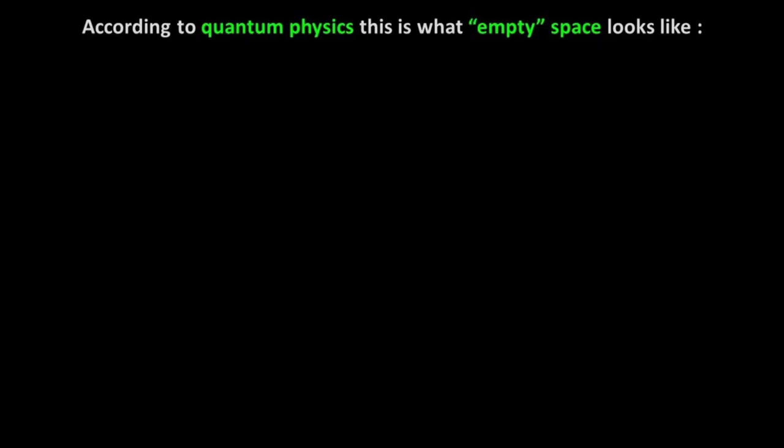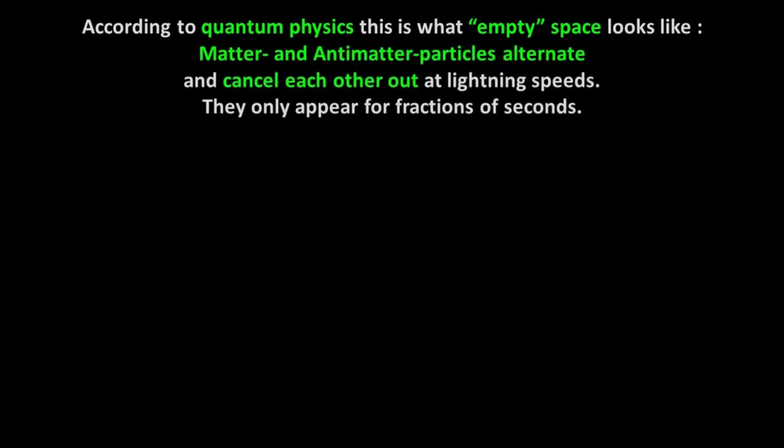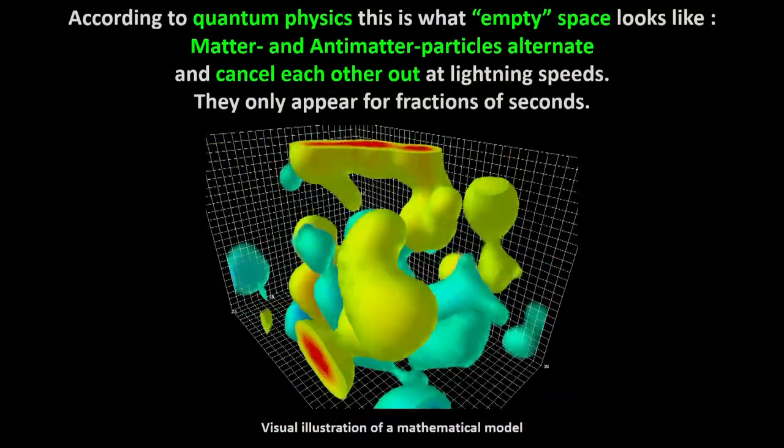According to quantum physics, this is what empty space looks like. Matter and antimatter particles alternate and cancel each other out at lightning speeds. They only appear for fractions of seconds. I'm going to show you a little GIF once again, a little video. It's in slow motion so that you can see what's happening. It's a mathematical model that they have simulated, that they made visible for us. And it looks like that. That's empty space in slow motion.